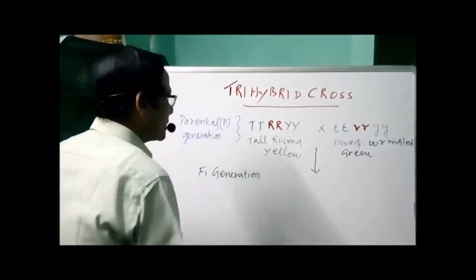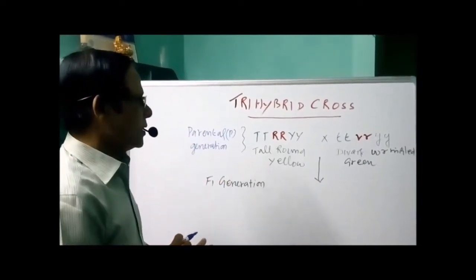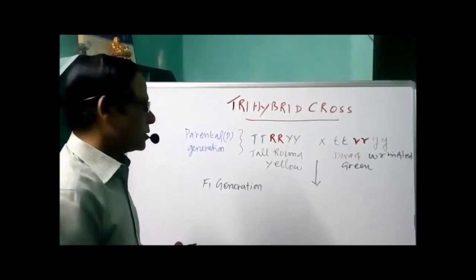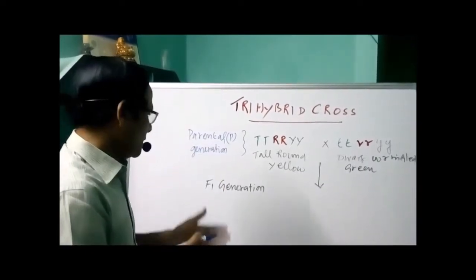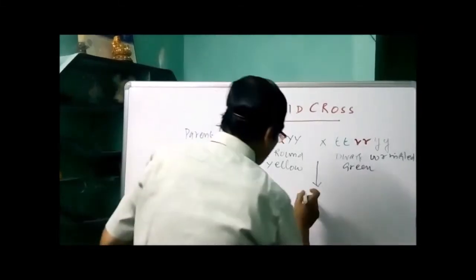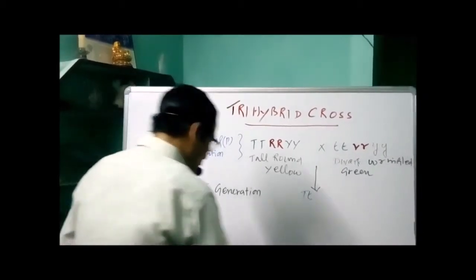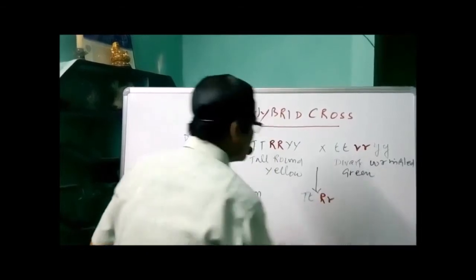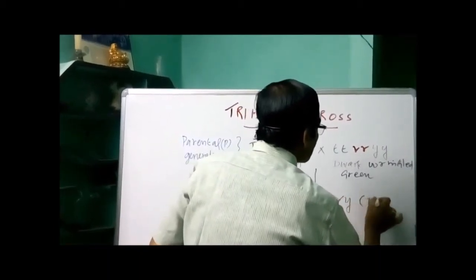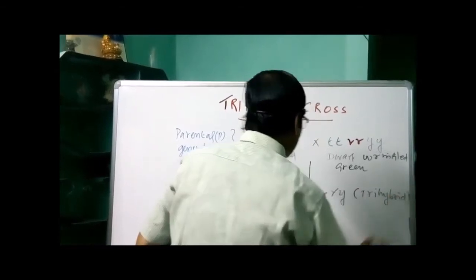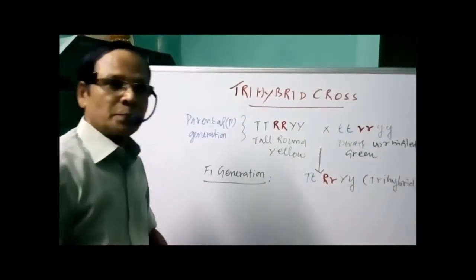Based on independent assortment, we have received a trihybrid. The trihybrid has genes for tall, round, and yellow. All these are dominant characters. In the F1 generation, we are getting what is called a trihybrid. This is for the tall character, the next one for round, and the next one yellow. This is called trihybrid. This is the F1 generation, a trihybrid differing in three pairs of characters or three pairs of genes.